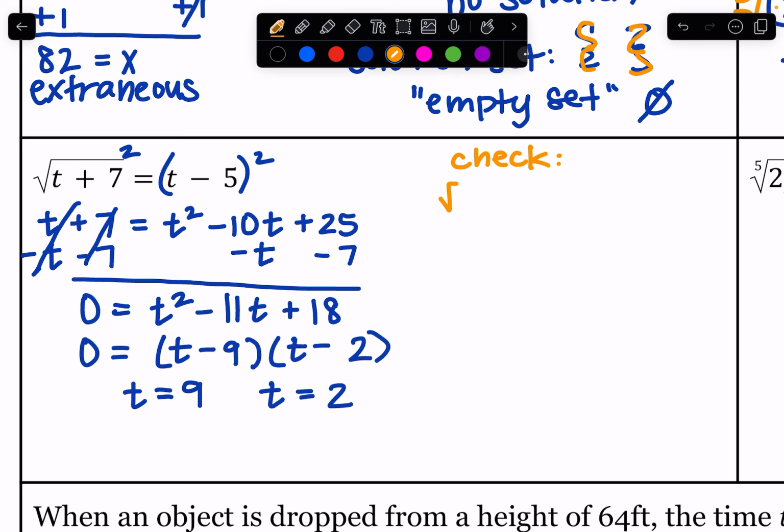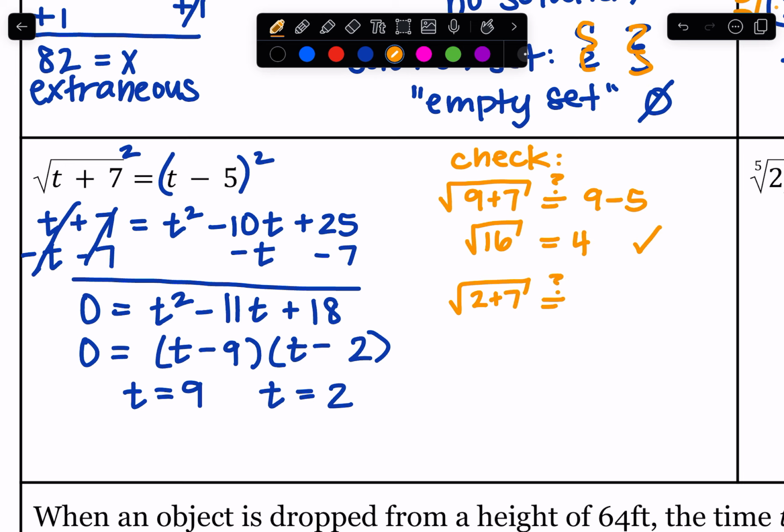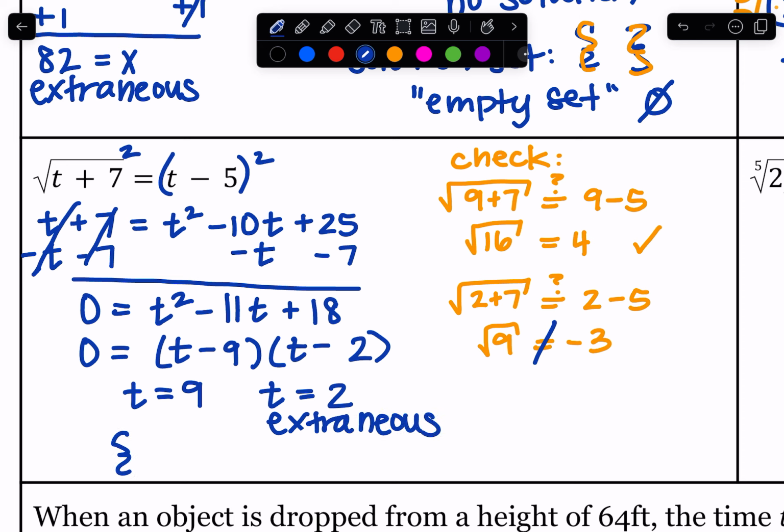And so when I do that, I am left with the square root of 9 plus 7 is equal to 9 minus 5. So that would be the square root of 16 is equal to 4, and that one does check out. Same thing with 2. Square root of 2 plus 7 is equal to 2 minus 5, and I get the square root of 9 is equal to negative 3, and that does not check out. So this one is extraneous, and our only solution would be 9.